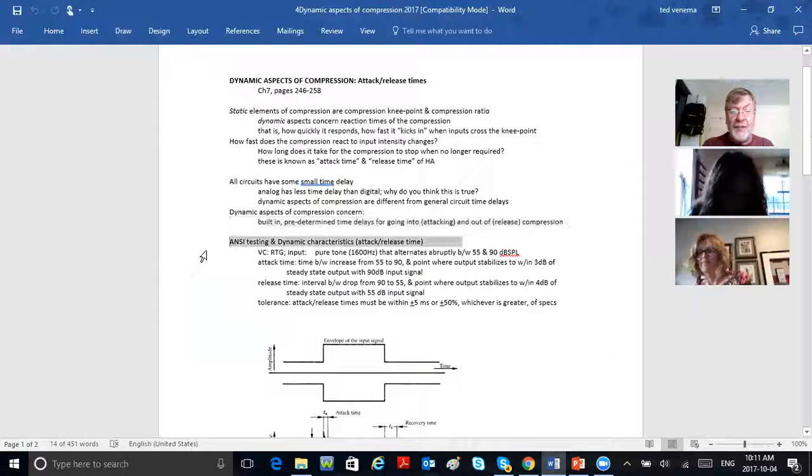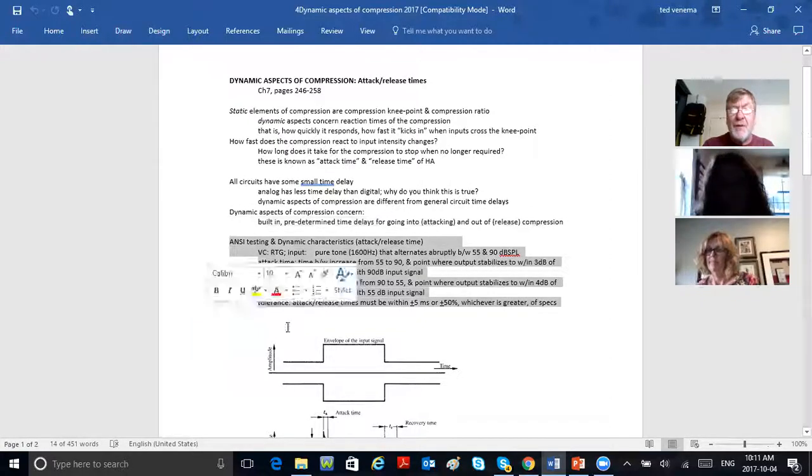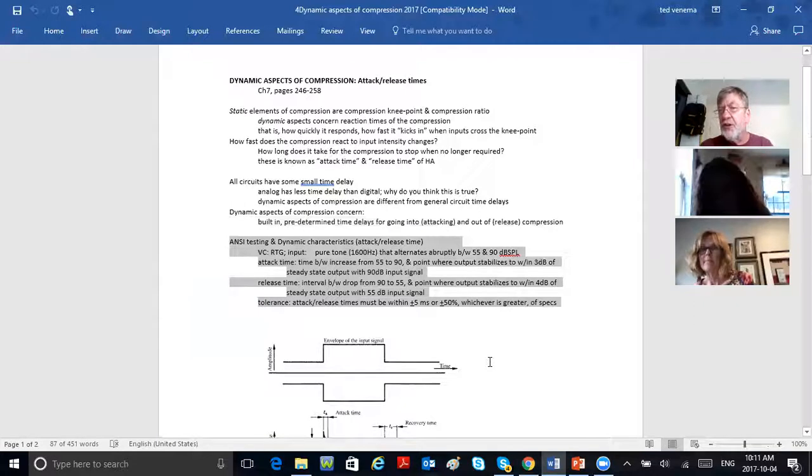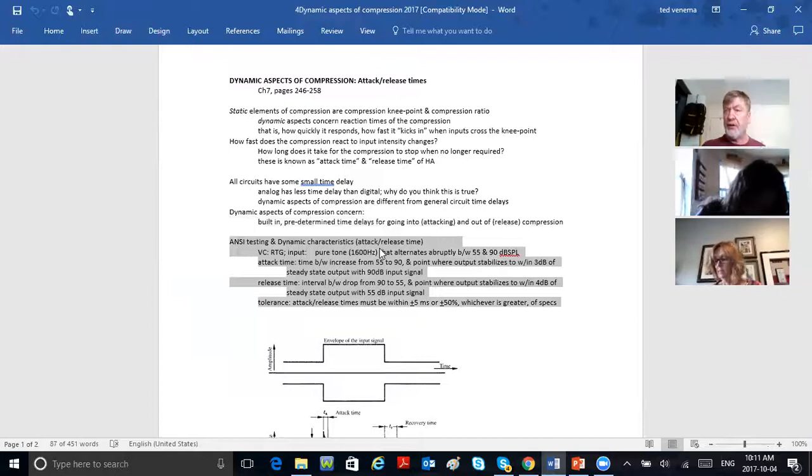Yay. ANSI testing. Okay? You don't need to memorize this at all. This is just something for FYI. Characteristics. They look at attack release times too. You can measure the attack release times on ANSI testing. Remember ANSI testing. Never forget ANSI testing. Okay? ANSI tests the hardware of your hearing aid. The mic, the amp, the receiver. That's the hardware. Just like with your computer, the monitor, the keyboard, the mouse. That's the hardware of your hearing aid, of your computer.